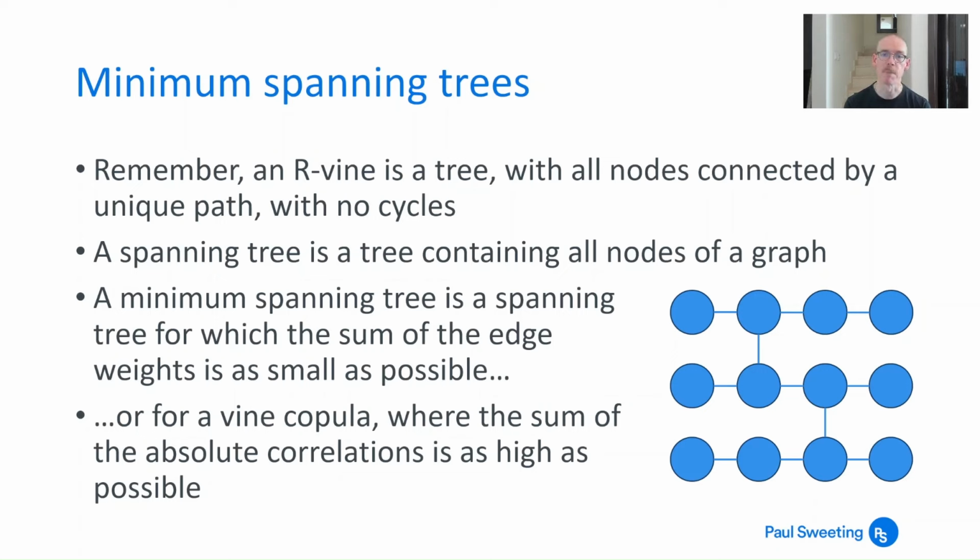A minimum spanning tree is a spanning tree for which the sum of the edge weights is as small as possible, or if we're thinking about it in vine copula terms, where the sum of the absolute correlations is as high as possible. So what we're trying to do is create something where the nodes which are joined are the ones which are most closely related, and we get a structure which reflects that.